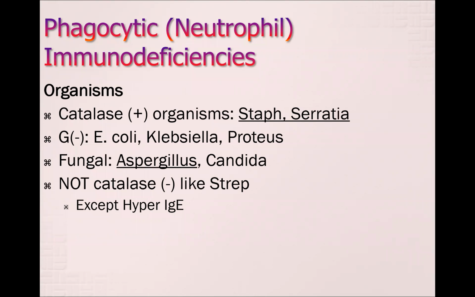The organisms that can cause problems are typically catalase positive organisms, things like staph and Serratia, and not catalase negative organisms like streptococcus. Gram-negative organisms like E. coli, Klebsiella, and Proteus can give you issues with your different types of phagocytic infections. And then Aspergillus and specifically aspergillomas are things you want to think about in patients with neutrophil type disorders.